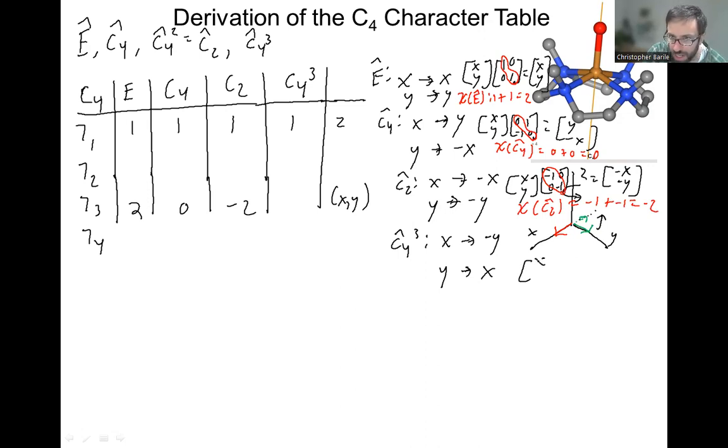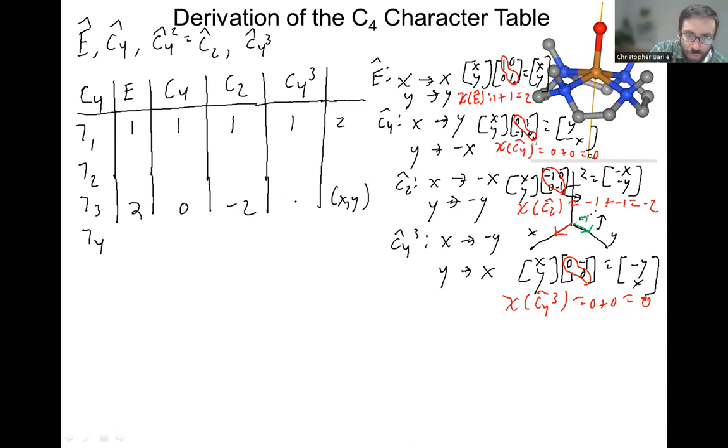And our last one, xy, is going to go to negative y, x. And so that's going to have zeros on the diagonal and negative 1 and 1. If you don't know where this is coming from, you'll have to review matrix multiplication. I have some other videos about that. But here, chi of C4 3 times equals 0 plus 0 equals 0. And so we have our final irreducible representation being 2, 0, negative 2, 0.